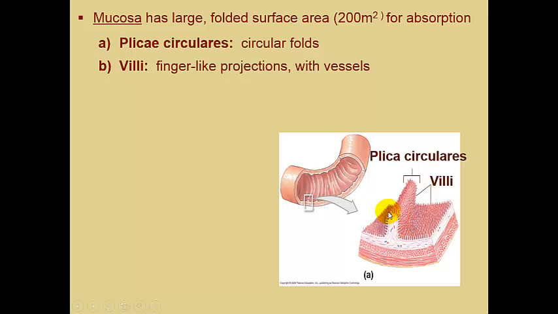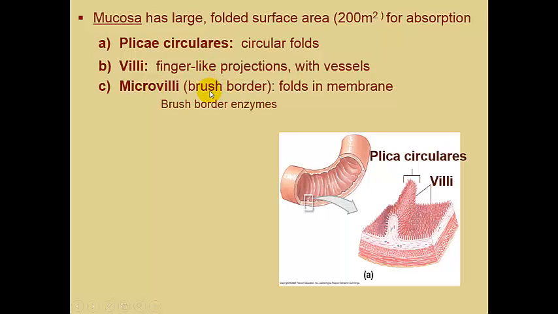The cells of the villi have folded membranes, and those are called microvilli. That's also called the brush border because they're so small it looks like a little brush on the cells, and we'll see those later on. Also, there are these things called brush border enzymes, which are other digestive enzymes that you'll learn about in a short time.